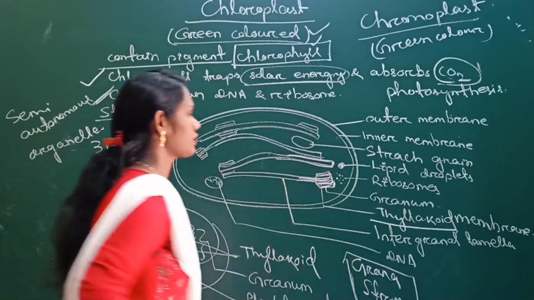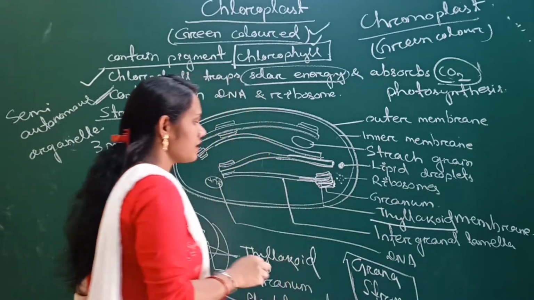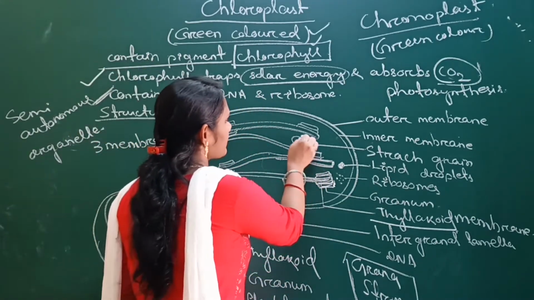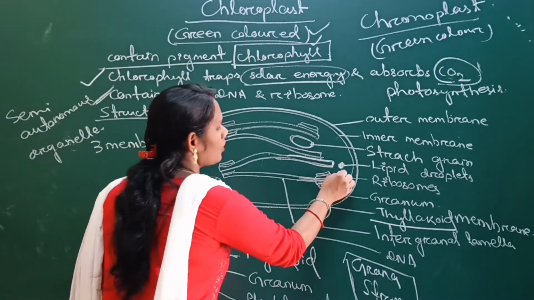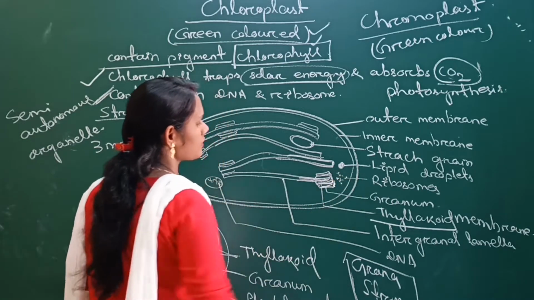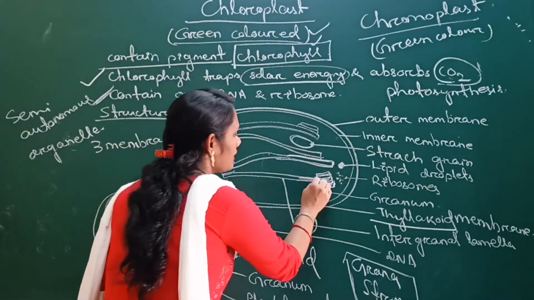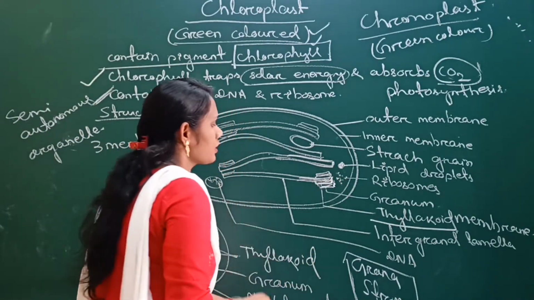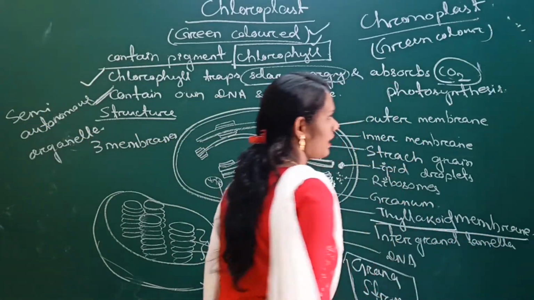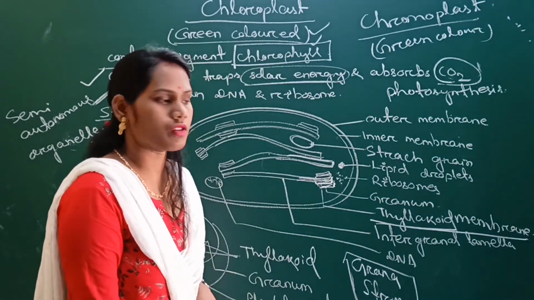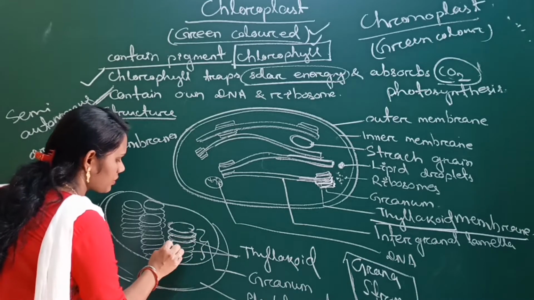So what is grana? First of all, let's know about the thylakoid membrane. These are the lipid droplets present within a chloroplast. These are the starch grains present inside the chloroplast. There are ribosome particles and this is the DNA. And the other inner membrane of the chloroplast, as I said, is the thylakoid membrane. The thylakoid membranes are in a folded structure, arranged in a disc shaped structure.